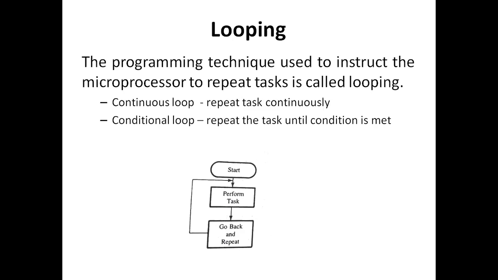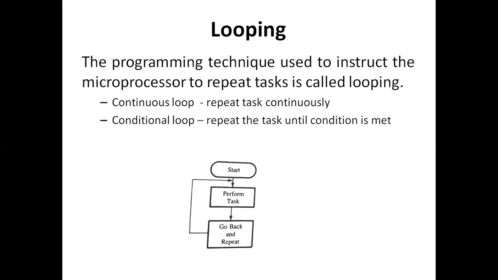Now in programming, we use two kinds of looping. One is called the continuous loop, and the other is called the conditional loop. The continuous loop is the example shown in the flowchart, in which the task is repeated continuously without any hesitation. But there are other loops called conditional loops. A conditional loop repeats the task until the condition is met. But a continuous loop repeats the task infinitely.